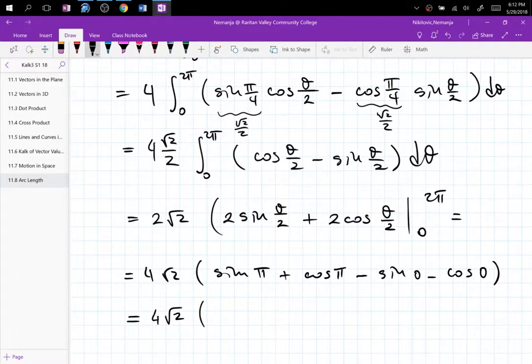So sine of pi is 0. Cosine of pi is -1. And then sine of 0 is 0, and cosine of 0 is... No, you guessed it. You just guessed it. -8√2.